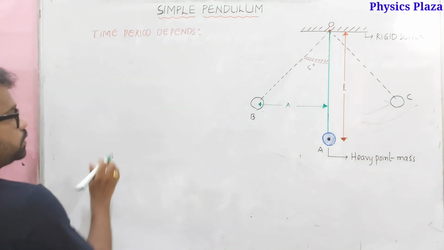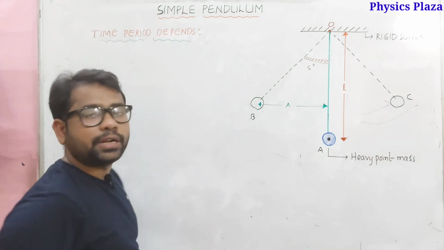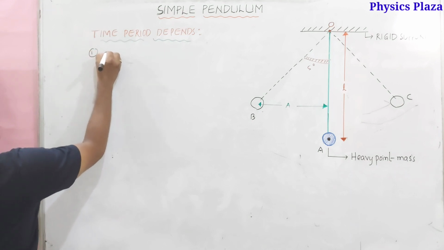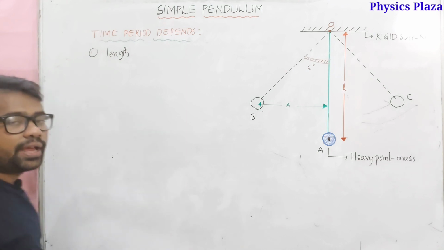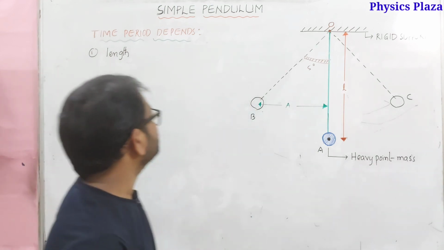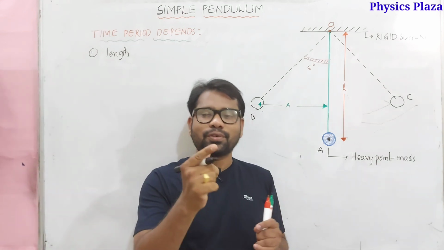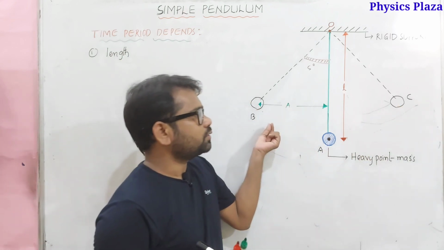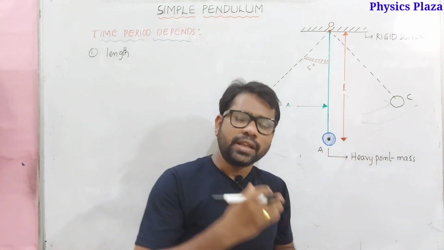Now, let us see on which factors the time period depends. Children, the time period of the simple pendulum depends on its length, that is, the effective length of the simple pendulum. Length in the sense of what, children? Effective length. So experimentally it has been observed that the time period, for example, how can we calculate the time period, children? You will just think that, sir, the time to complete one oscillation is the actual time period.